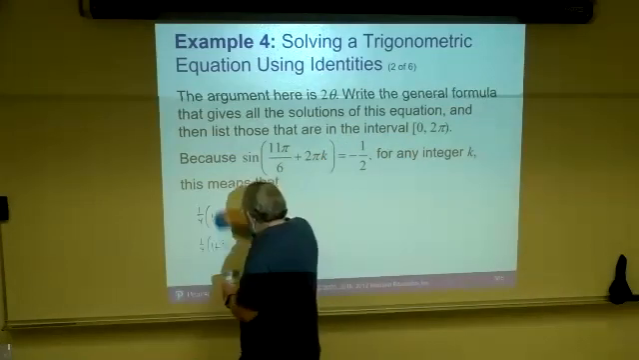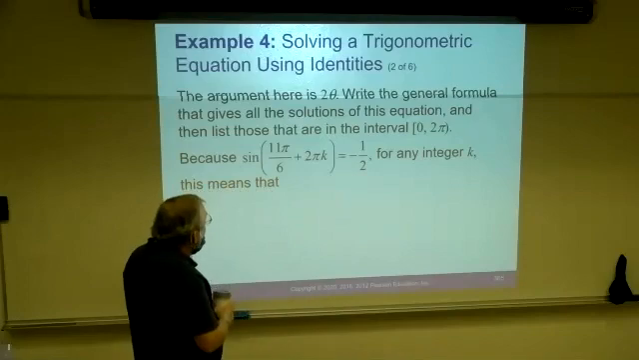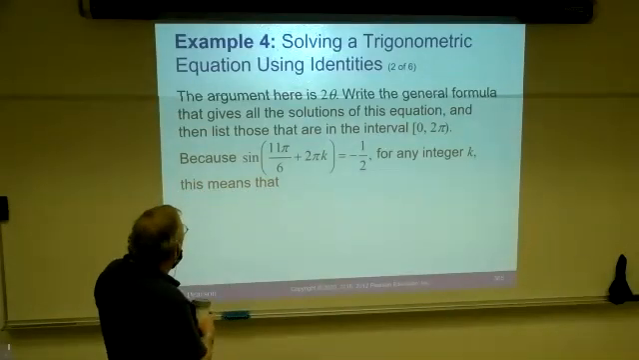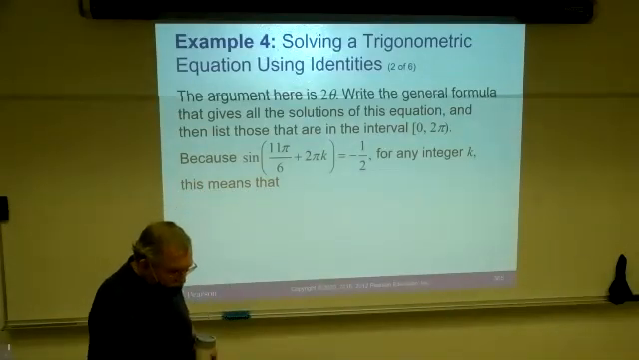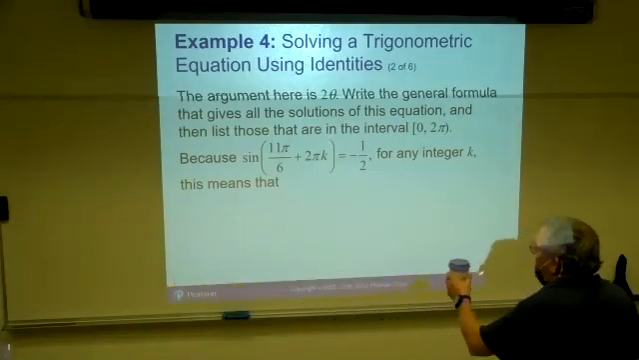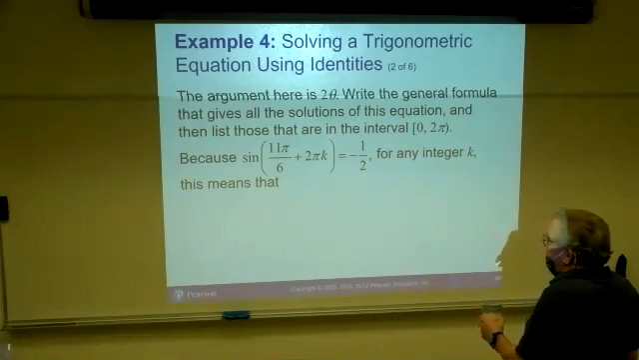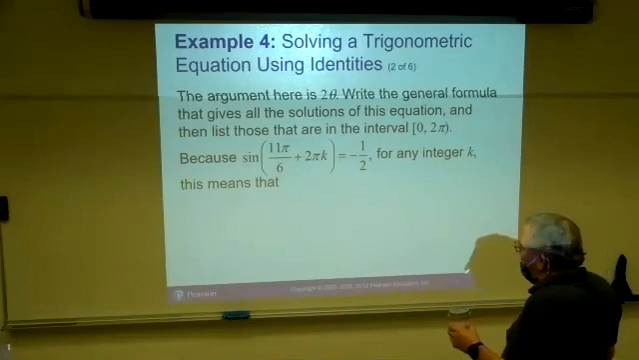And there's another one. So 2 theta would be 11 pi over 6. So theta would be 11 pi over 12.